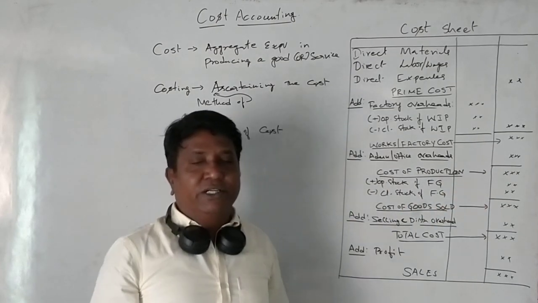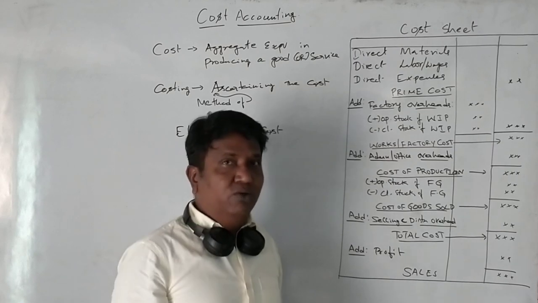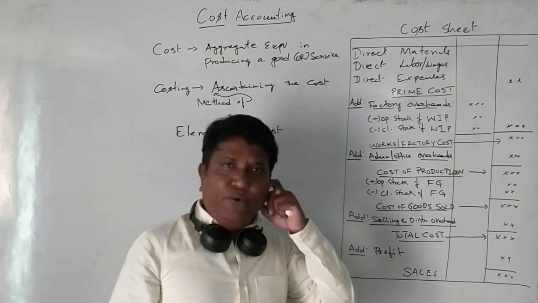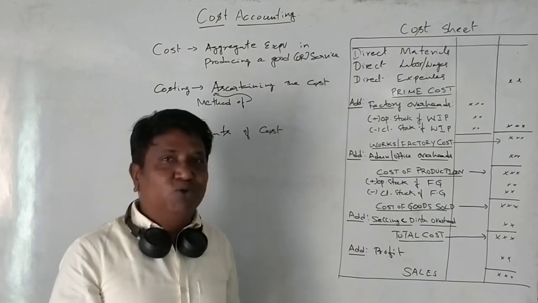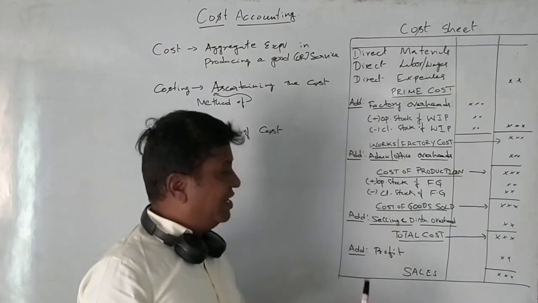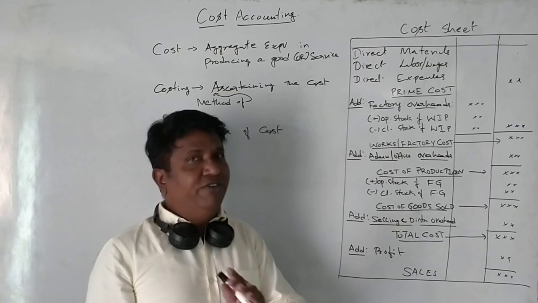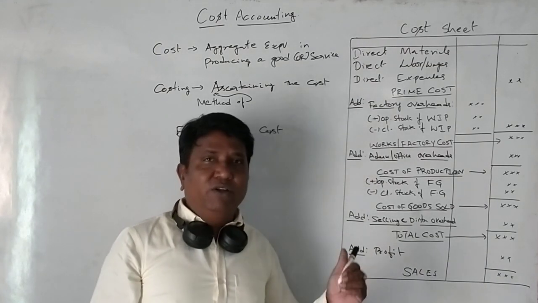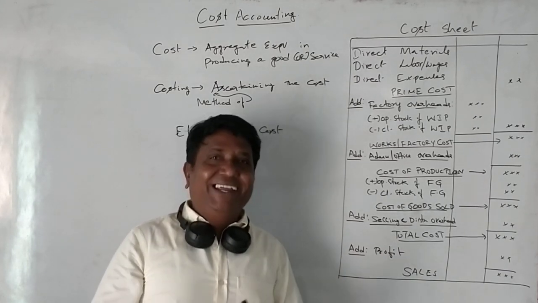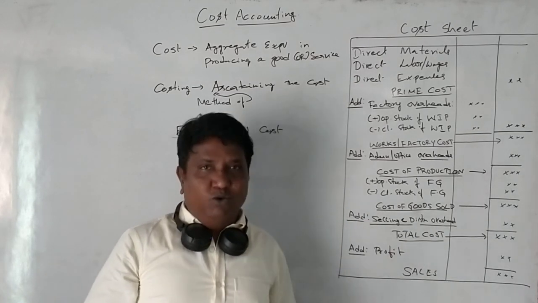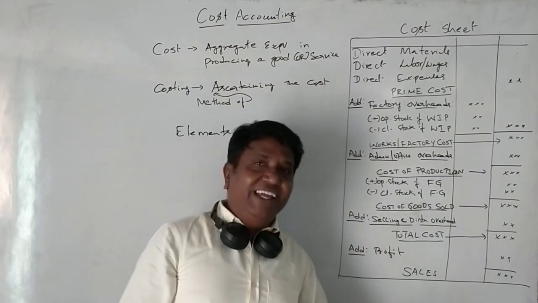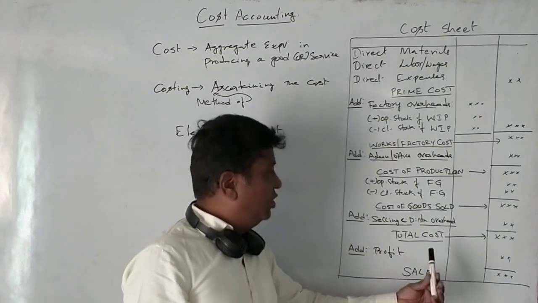Next to this cost of production, we add opening stock of finished goods. FG is nothing but finished goods, and closing stock of finished goods. Once you plus or minus with opening stock and the closing stock, we get cost of goods sold. We also call it COGS, C-O-G-S, cost of goods sold. To this COGS, we are going to add selling and distribution overhead. Means all the expenses which are incurred in selling the goods, distributing the goods, such expenses are called selling and distribution overhead. Once you add selling and distribution overhead to cost of goods sold, you get the total cost.